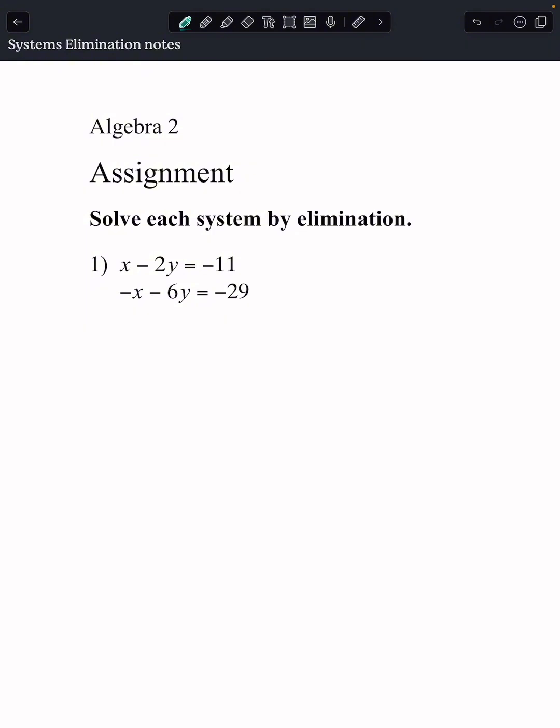So when we do this right here, a positive x and a negative x, that cancels. That goes away. Now we got negative 2y minus 6y is a negative 8y. And then we got negative 11 minus 29 is negative 40. And then when we divide both sides by negative 8, we got y equals a positive 5.